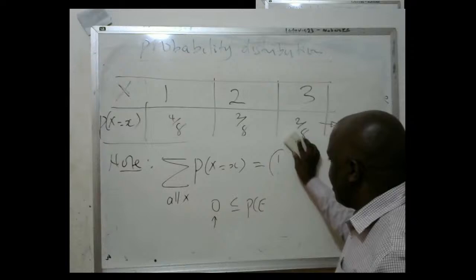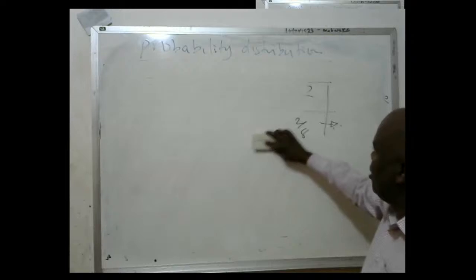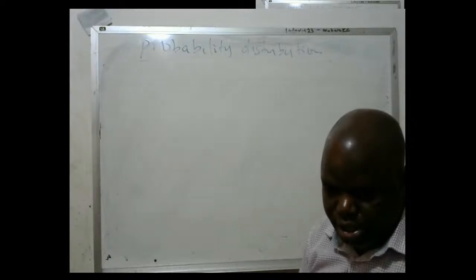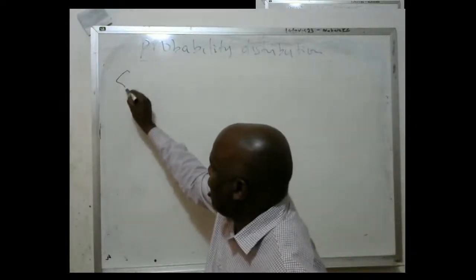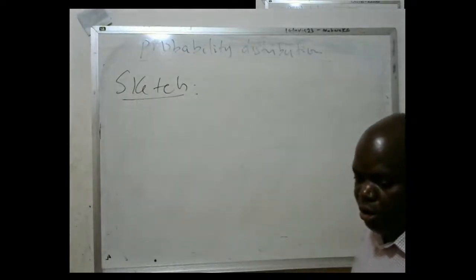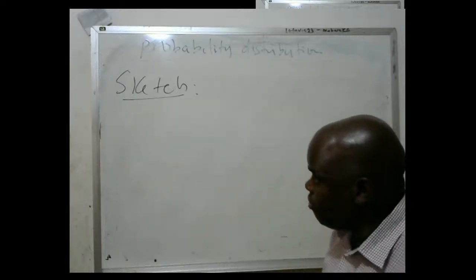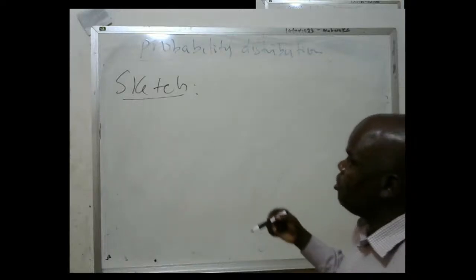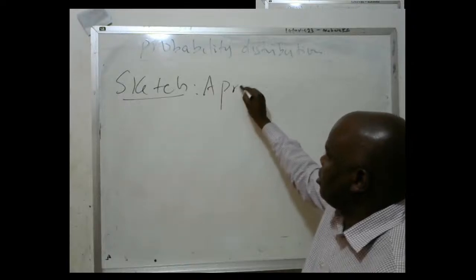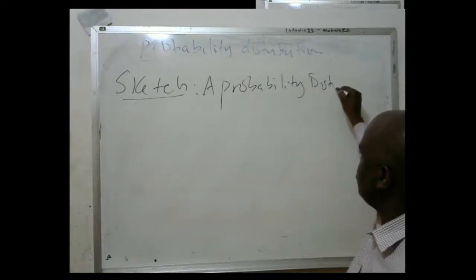So, having looked at that as our first example, we would like also to look at a sketch. Now, remember that for principal maths, we need to have ideas of curve sketching. In pure maths, even in applied maths, we need these ideas of curve sketching. So we want to look at a sketch of what? A sketch of a probability distribution.